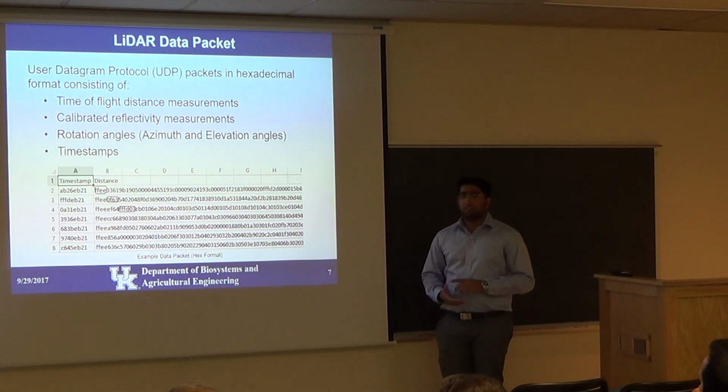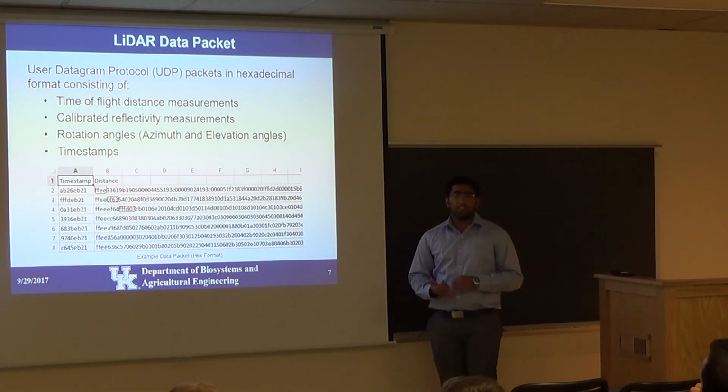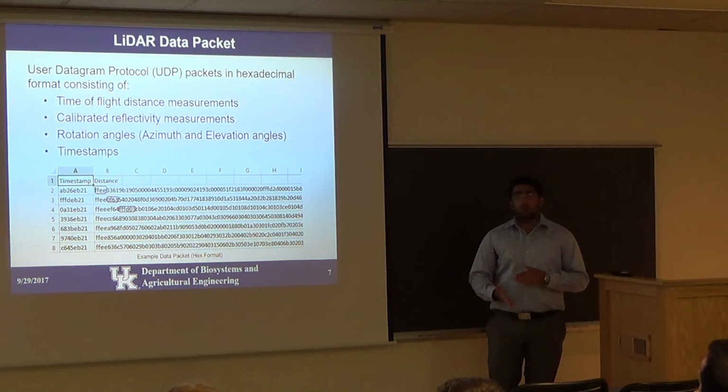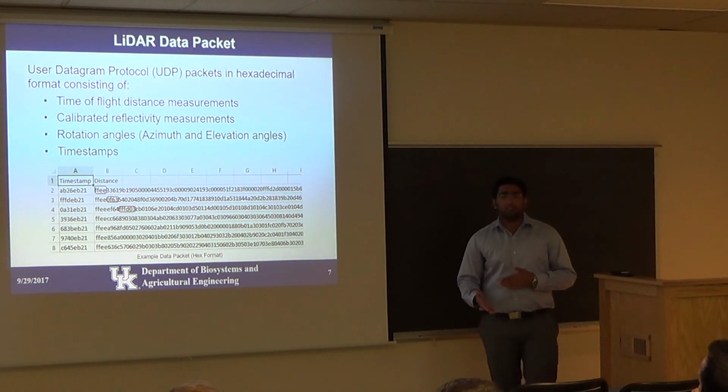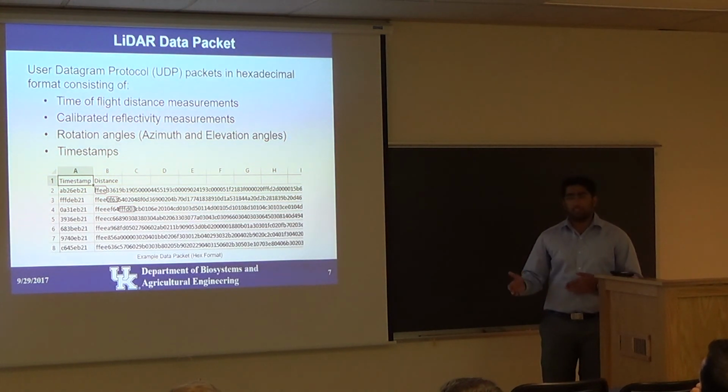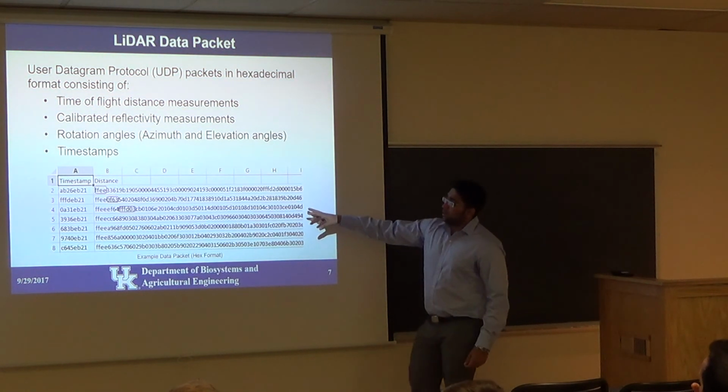So you get like 754 data packets per second, and over the whole second you get 0.3 million points per second. So it's about 0.3 million points per second. It's also 8 megabytes per second you get. And this is the example data packet in hex format.